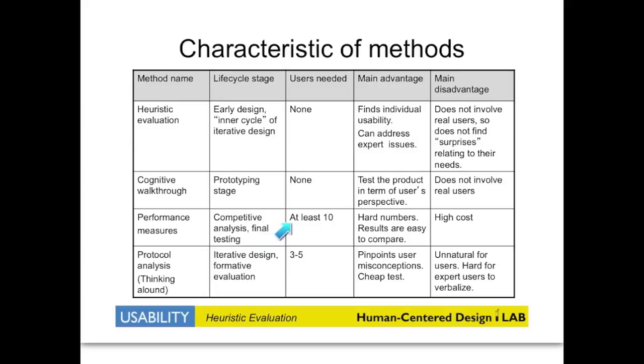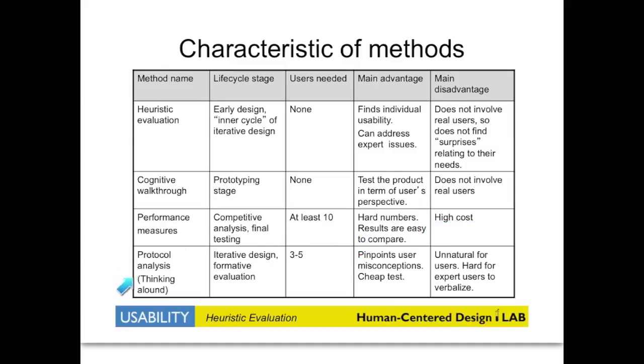The users needed actually is at least 10, normally between 10 to 40 subjects. The main advantage is a hard number. The results are easy to compare. The disadvantage is high cost.